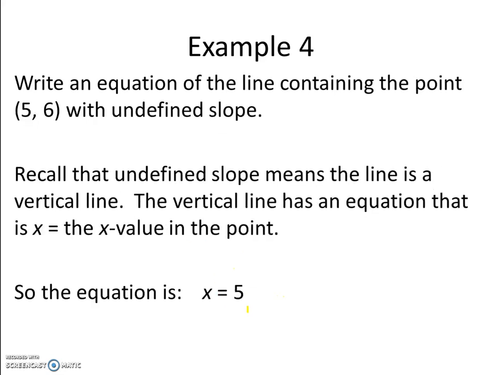On example 4, we're asked to write an equation of the line containing the point (5, 6) with undefined slope. We have to remember that undefined slope means that the line is a vertical line, and the vertical line has an equation in the form x equals the value of the x in that point. So if we look up here at our point, the x is 5, so the equation is simply x equals 5.